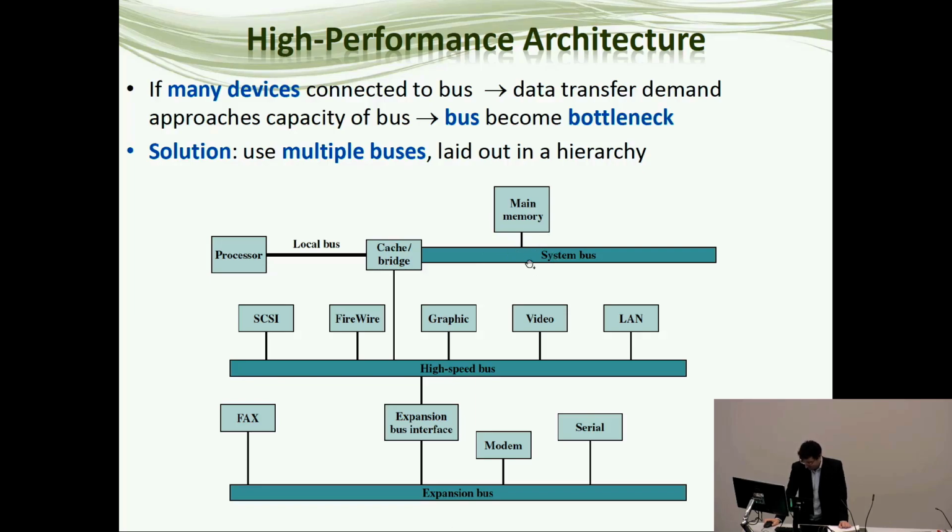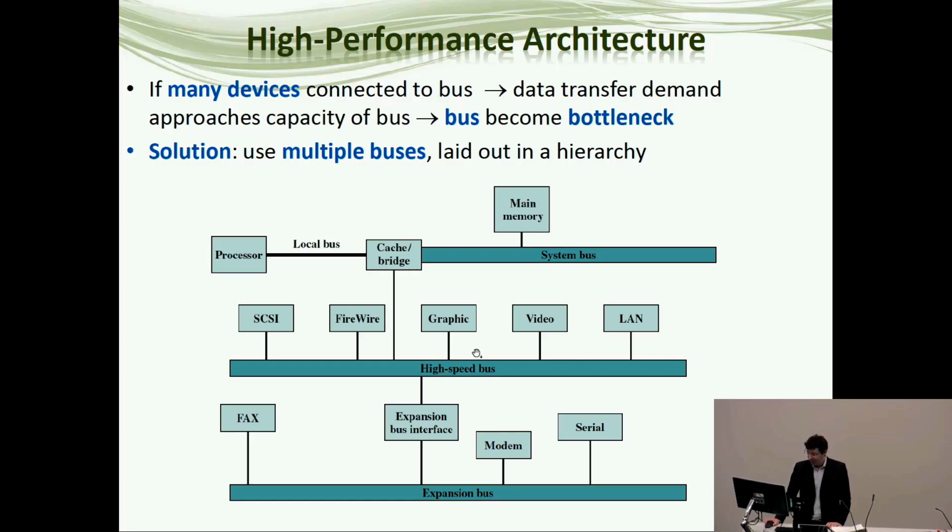You've got your main system bus coming out of the CPU via a cache. This is what you use to talk to main memory. And then you're going to have some kind of bridging system to take you to other buses. So you might have a bridge here that takes you to what's called a high-speed bus. So here you've got things that are kind of intermediate speed devices, like your SCSI hard disk, your FireWire. Your graphics card has to go fast, networking has to go fast.